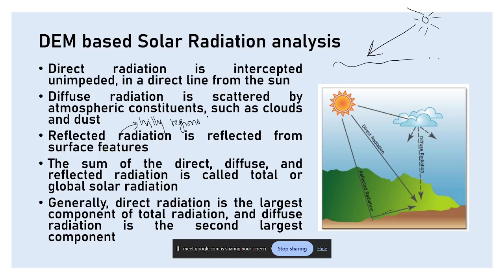The sum of the direct, diffuse, and reflected radiation is called the total or the global solar radiation. So the total radiation is basically a sum of all these three. You can just imagine it like the sun's radiation comes and then splits. It's not necessary that it always splits like this. Reflected radiation is more dominant in the case of undulated areas. If that is not present, then more or less you will have only these two components. Generally, the direct radiation is the largest component of the total radiation, and diffuse radiation is the second largest component. Reflected radiation will contribute a little less when compared to the first.